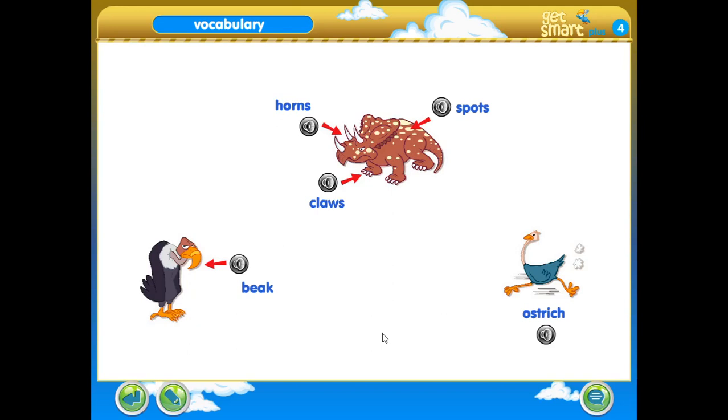Okay, welcome back. I believe you already learned all these words. Now I'm going to hide it. Tell me, what is this? This is a claws. Okay, what is this? Can you name this? The answer is spots. How about this animal, this cute animal here? This animal is ostrich.